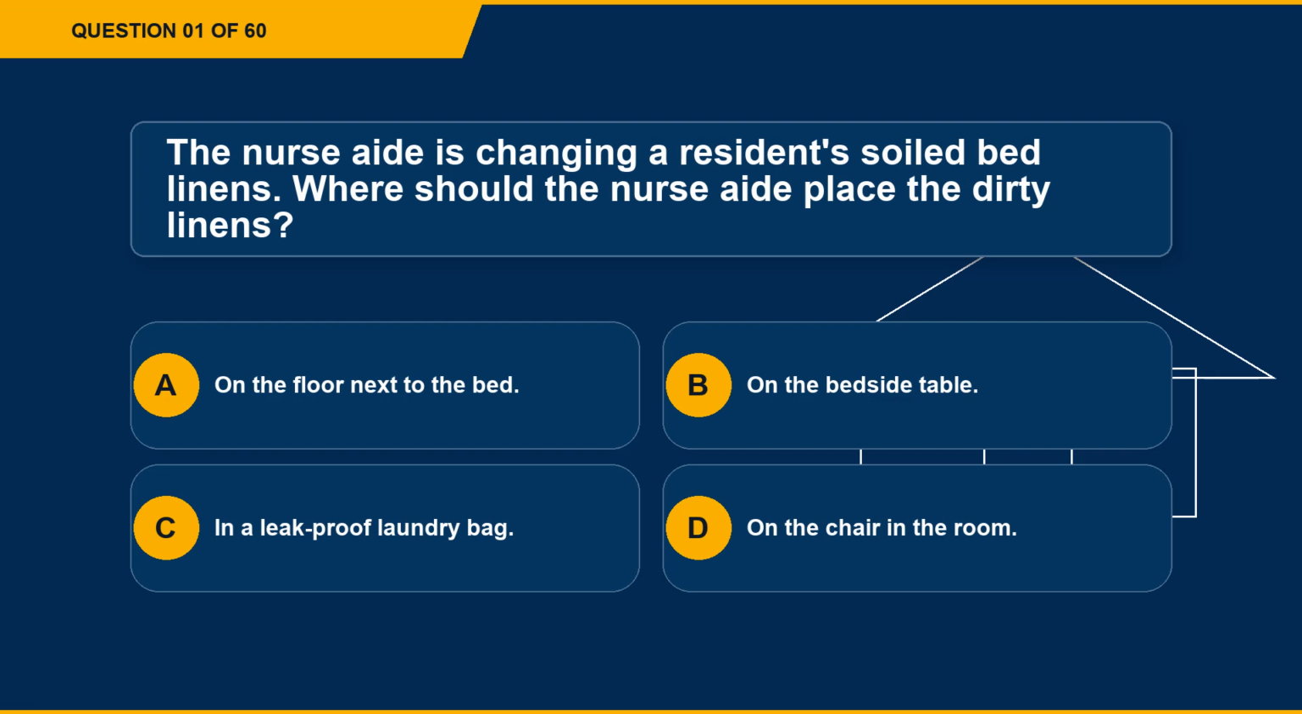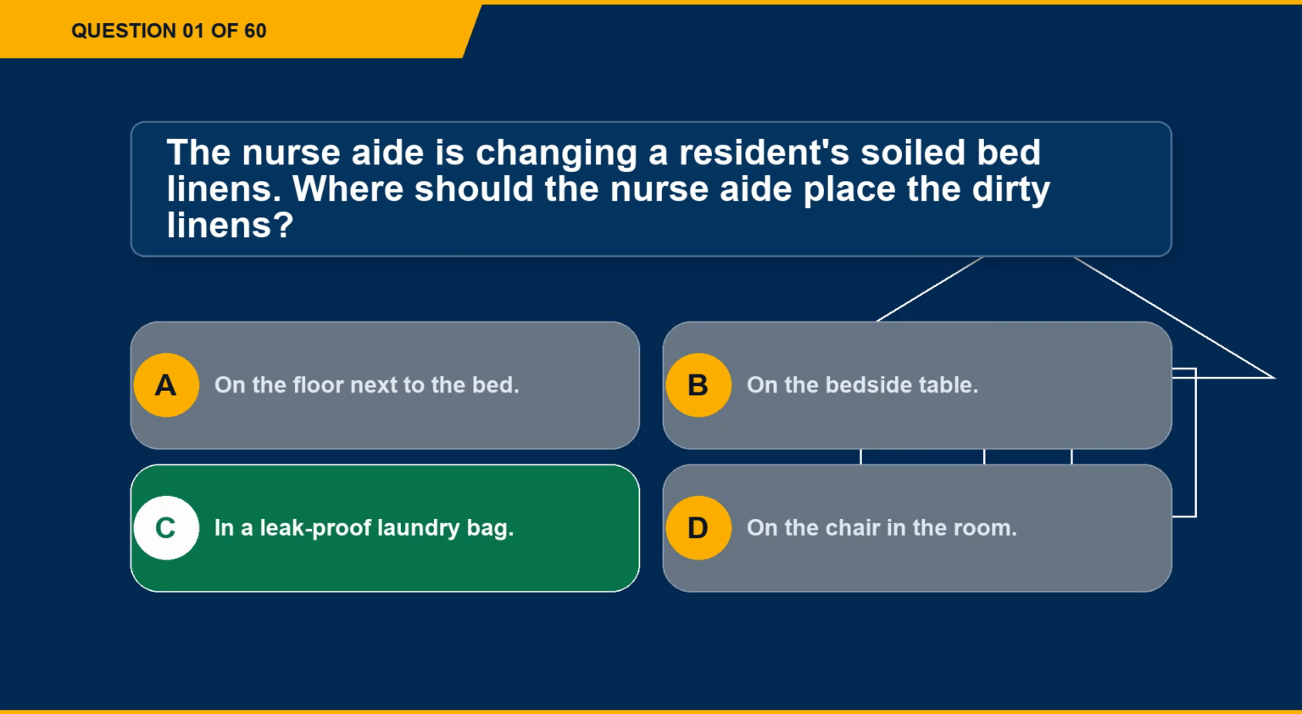Question 1. The nurse aide is changing a resident's soiled bed linens. Where should the nurse aide place the dirty linens? Option A, on the floor next to the bed. Option B, on the bedside table. Option C, in a leak-proof laundry bag. Option D, on the chair in the room. The correct answer is option C, in a leak-proof laundry bag.